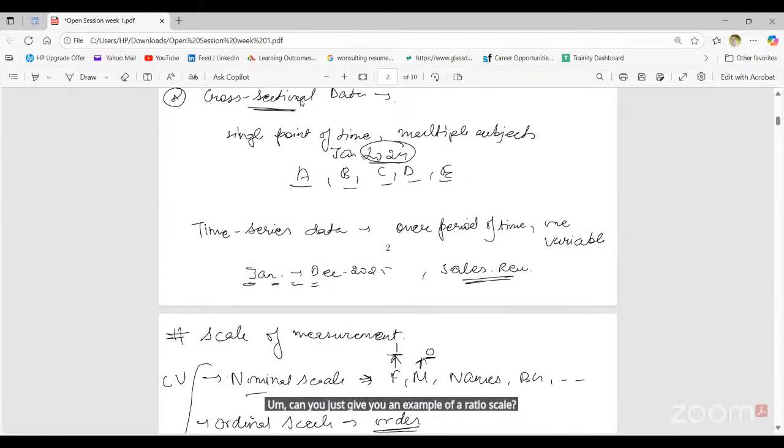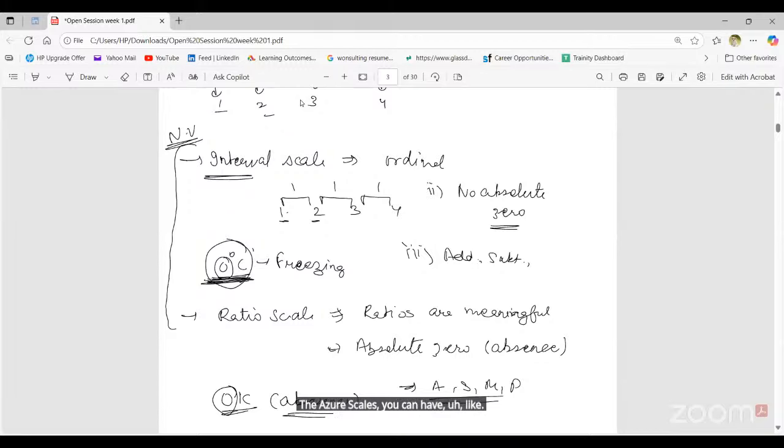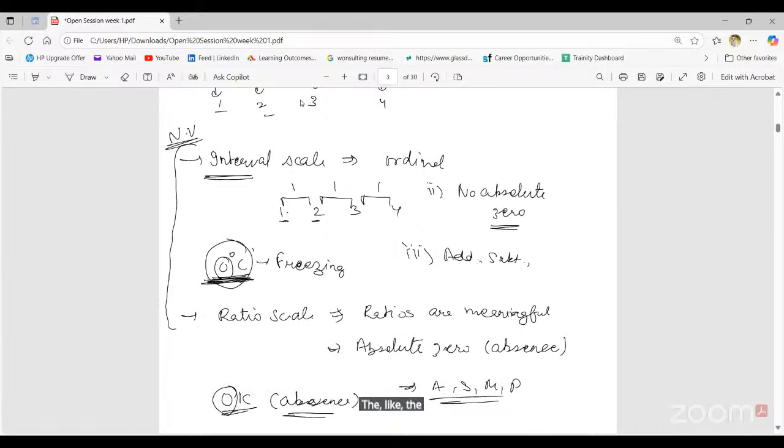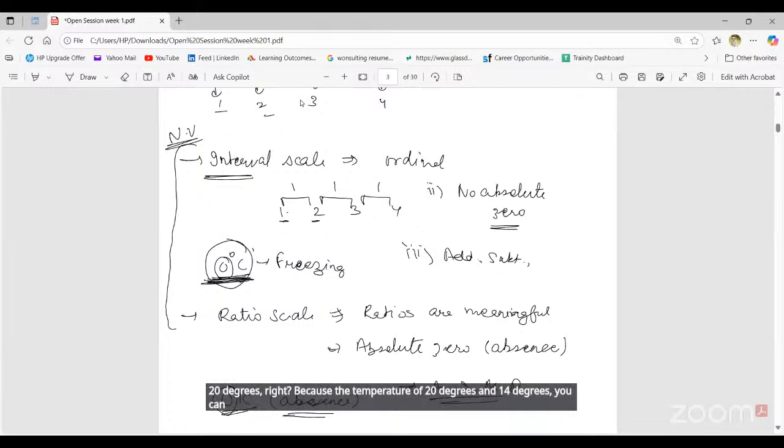See, in ratio scales you can have, like, the height of a person, or let's suppose the age of a person. Whenever you say that my mom is like three times my age, that's a ratio scale of measurement. But in the case of temperature, you can't just say that 40 degrees is twice 20 degrees, because you can't say it's twice as hot.